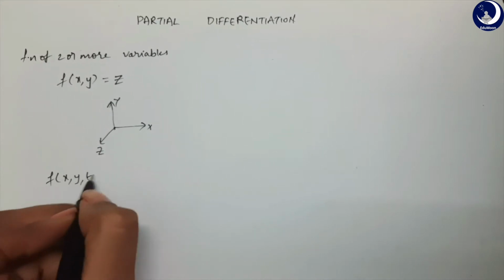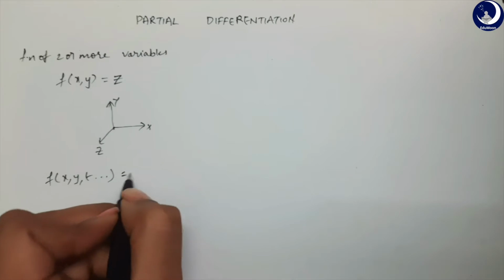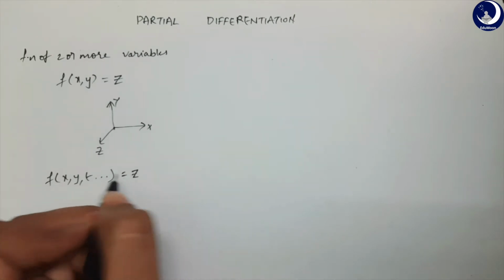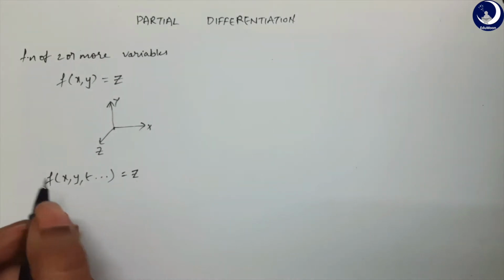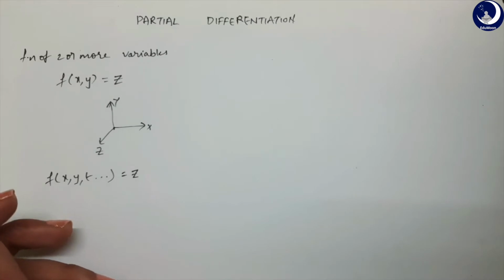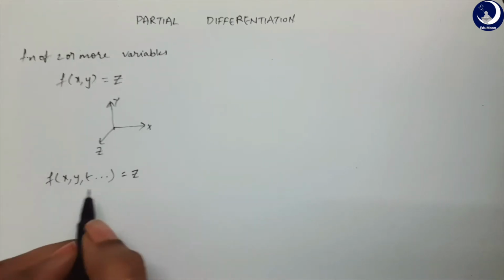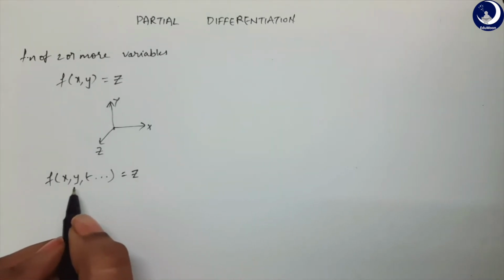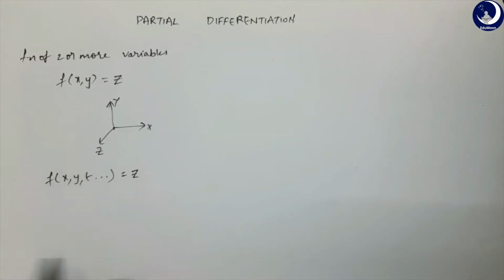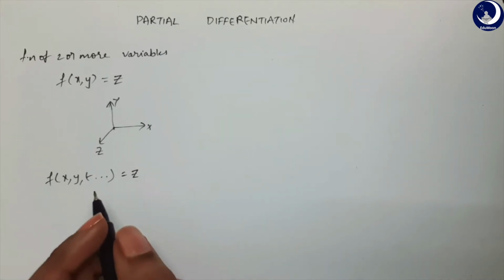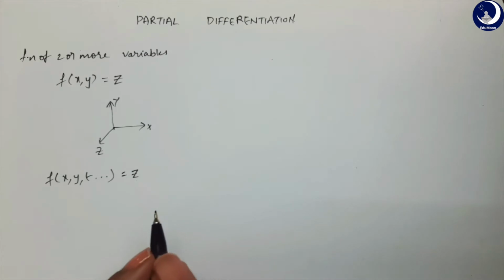So x, y, t, etc. We're taking a lot of variables and we can equate it to z. This is a function of more variables. The concepts are pretty much the same for both kinds of functions, but you can't represent a function of more than two variables graphically. So before I continue more about this, let's talk about what we already know and what we've already dealt with in elementary calculus.